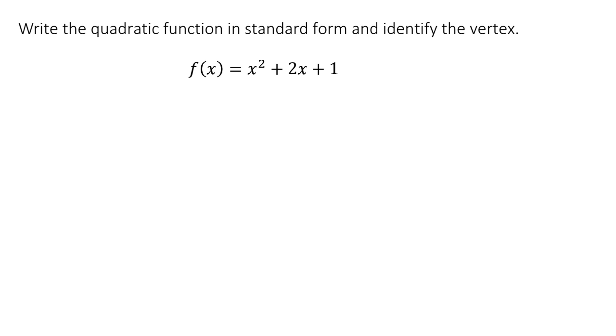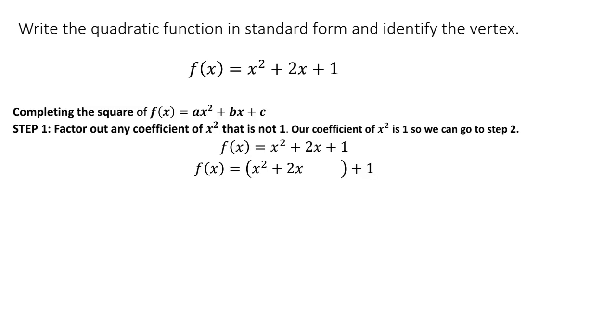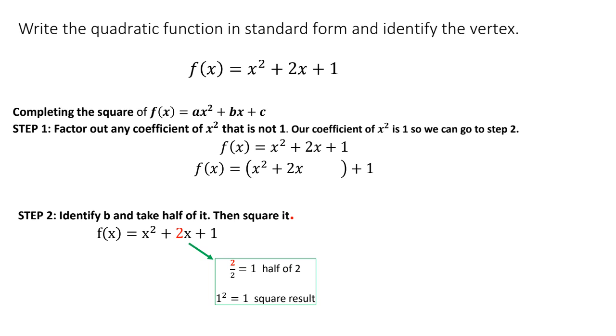Okay, so again, here I need to know what my values are, a, b, and c. In this case, my a is 1, my b is 2, and my c is 1. So the first thing that I'm going to need to do in my first step is grab my b, which is 2, and then take half of that, right? So half of 2 is 1, and then I'm going to square that 1. So 1 squared is 1.